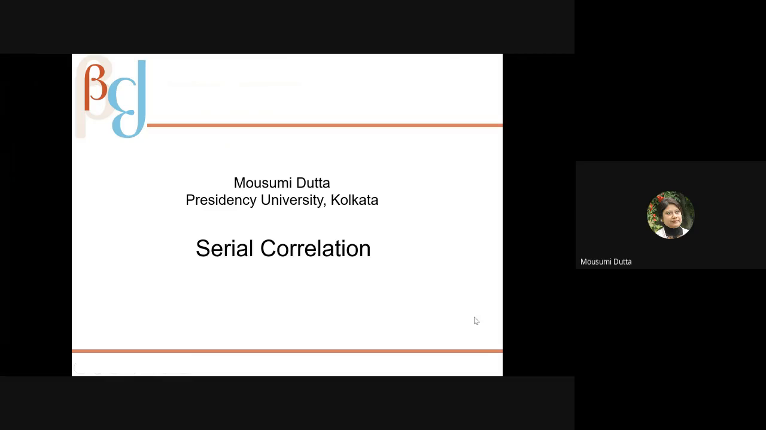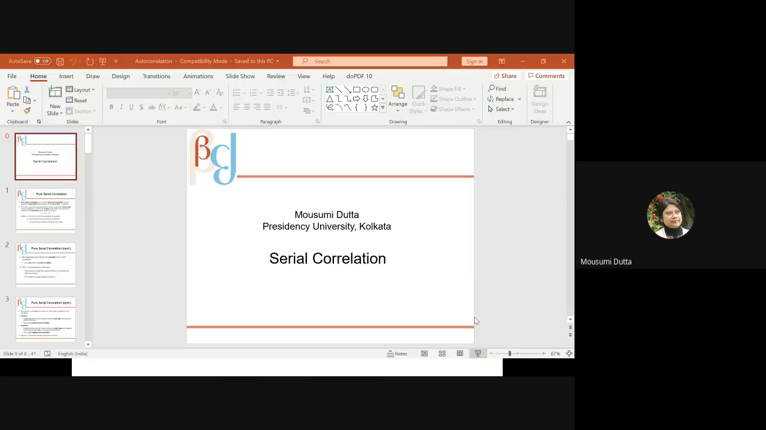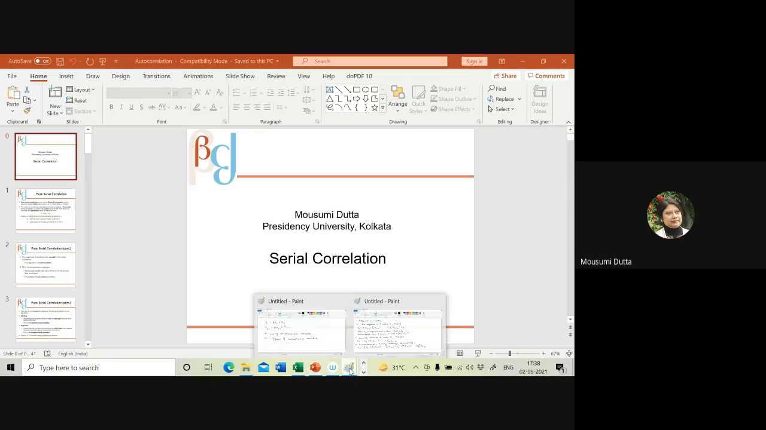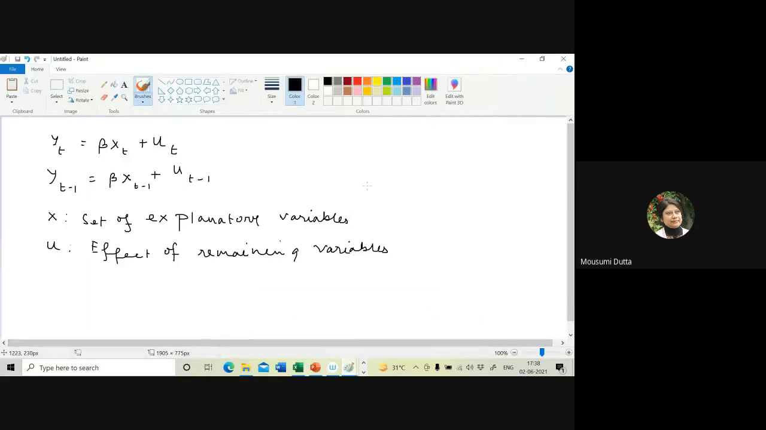So we are going to discuss serial correlation, or autocorrelation. Autocorrelation is also called serial correlation because mostly autocorrelation is a problem regarding time series. In case of time series, mostly we face the problem of autocorrelation. So before starting autocorrelation, it will be better to understand the context.